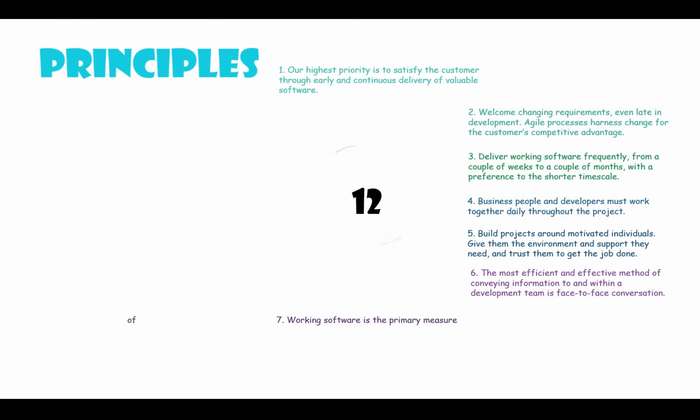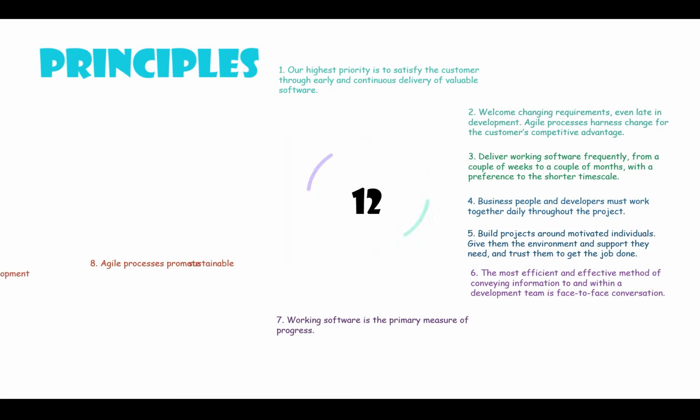And the seventh principle: working software is the primary measure of progress. As I mentioned, in Agile we should always have an iterative approach where we have some kind of software output in every sprint, right? So working software is the primary measure of your progress.